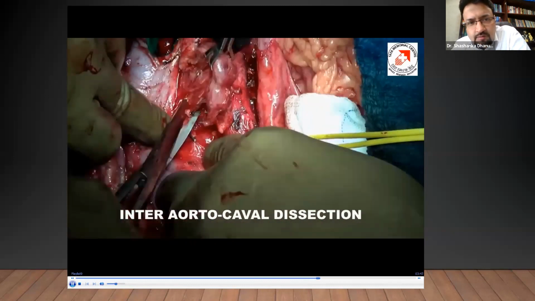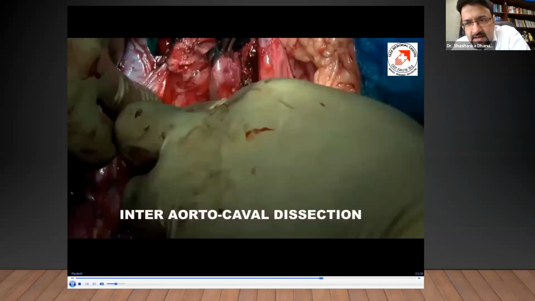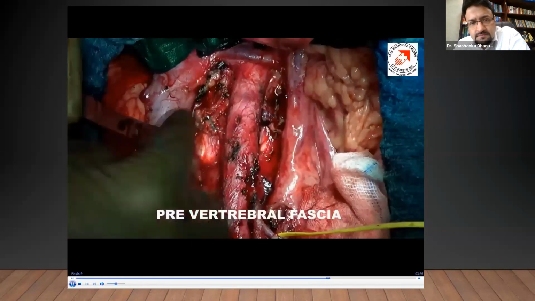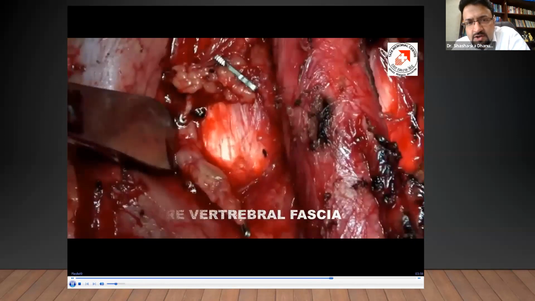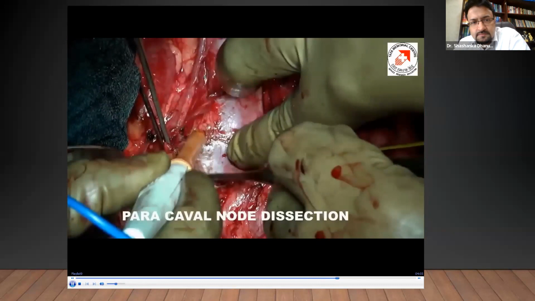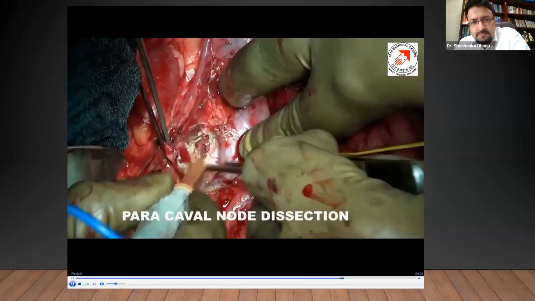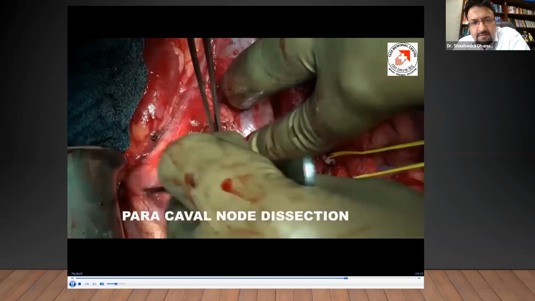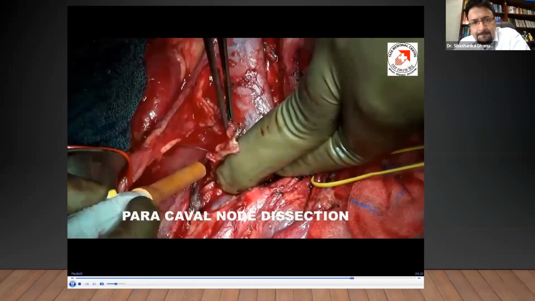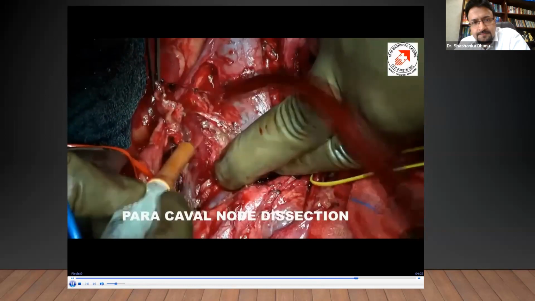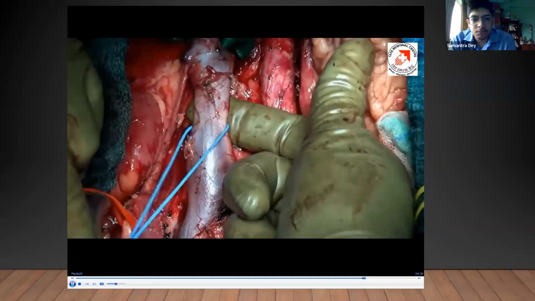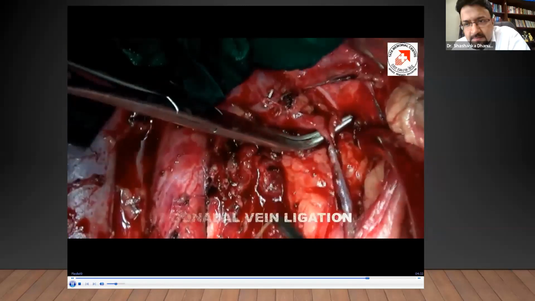So using clips to avoid post-operative lymphatic leakage and drainage. That's the prevertebral fascia, your deep level of dissection. Paracaval dissection up to the right ureter. So the finger, to make sure there's no retrocaval tissue being left behind.